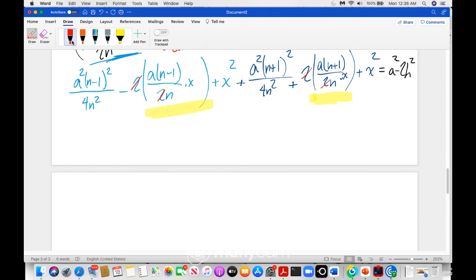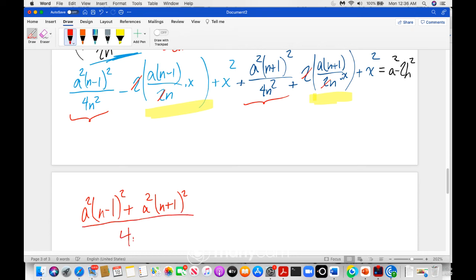So instead what I'm going to combine is this term and this term. Since they both have a 4n squared, I'm going to get a squared (n minus 1) squared plus a squared (n plus 1) squared, all over 4n squared.